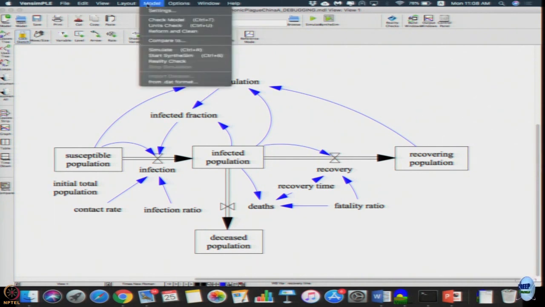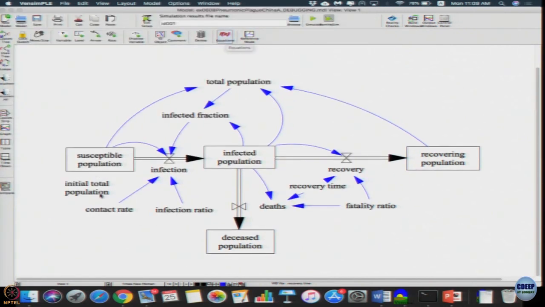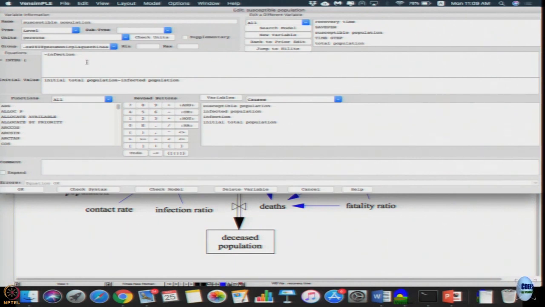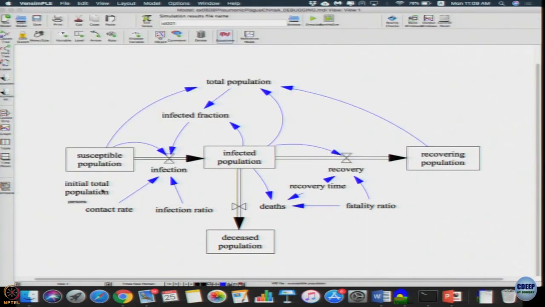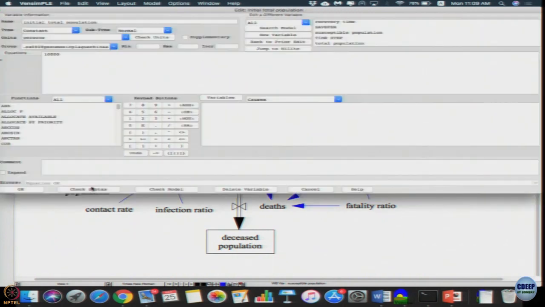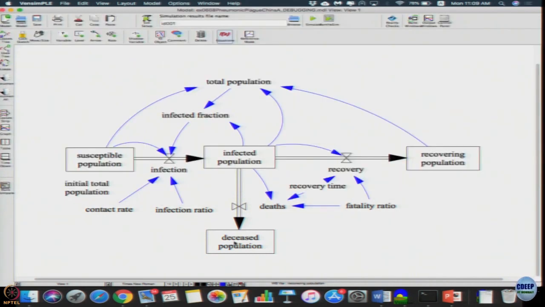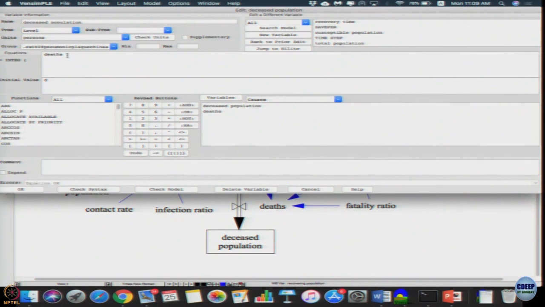Let us quickly look at the model settings. So, final time 0.25 time step, time units is week, okay. And quickly look at the equations. Susceptible population is minus infection, which is fine because there is only outflow, there is no inflow here. Initial total population is 10,000, which is fine, and initial infected is 1, that is fine. The equation for infected is infection minus recovery minus death, that is also fine. Flows are fine. Recovering population initial is 0, adds recovery, which is fine, only inflows are there. Disease population again 0, which is fine, and deaths are plus, which is fine.